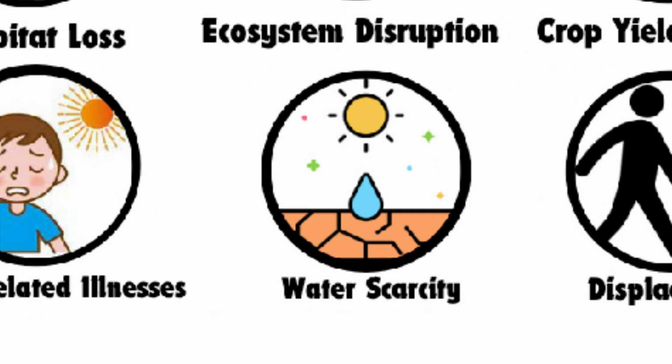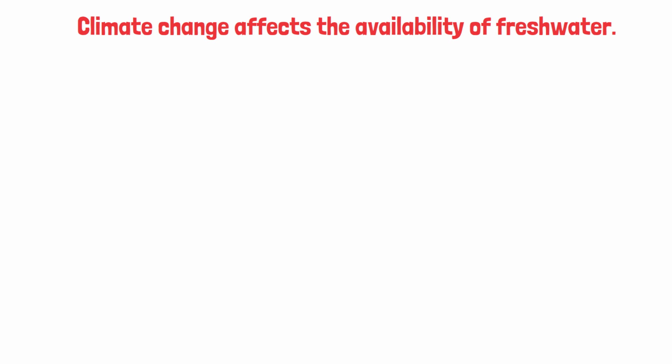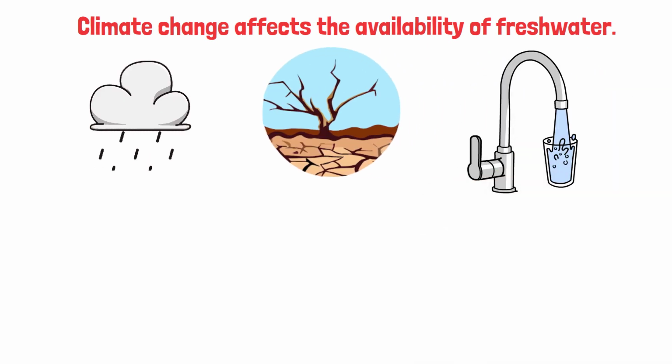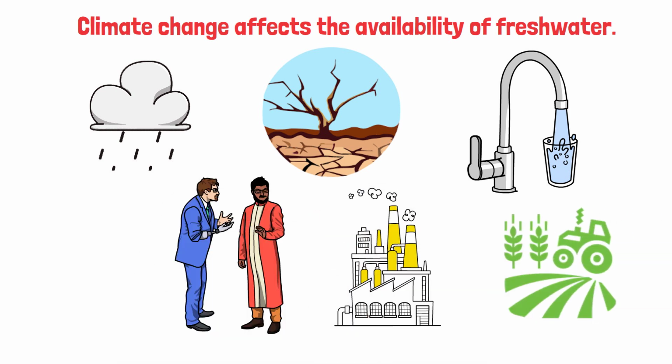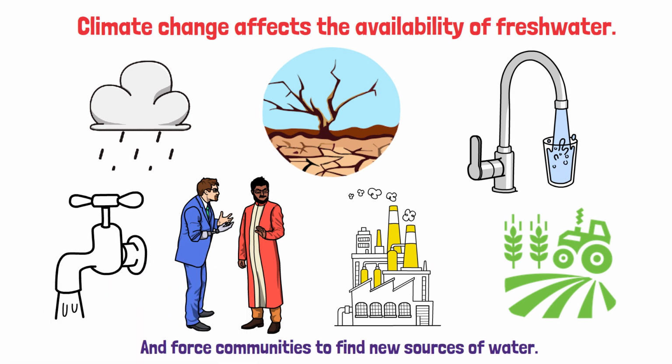11. Water scarcity. Climate change affects the availability of fresh water. Changes in precipitation patterns can lead to droughts in some areas, reducing water supplies for drinking, agriculture, and industry. This scarcity can lead to conflicts over water resources and force communities to find new sources of water.